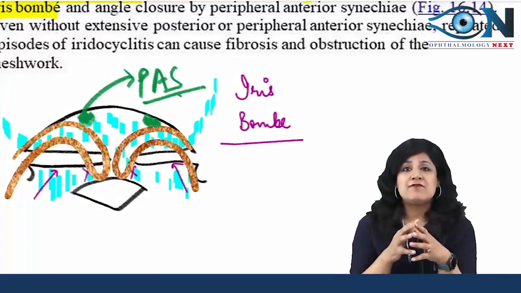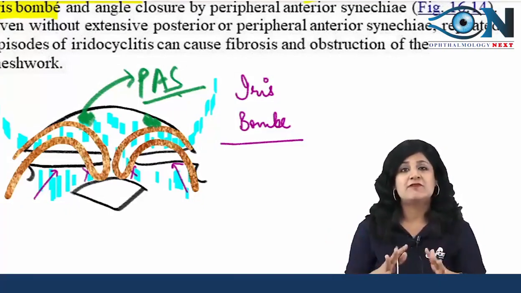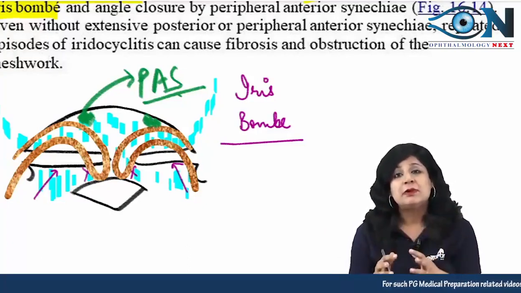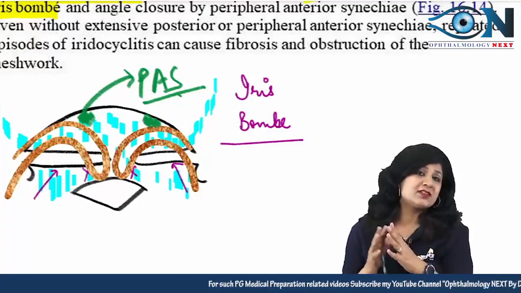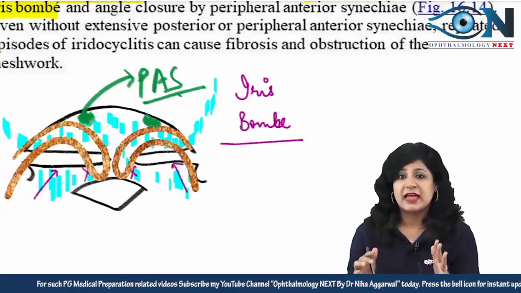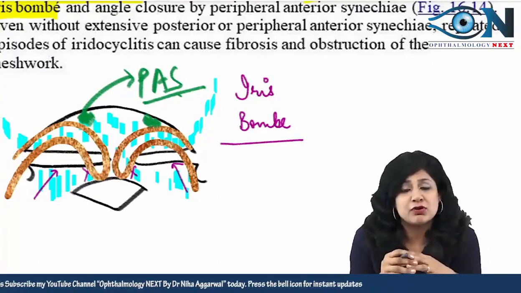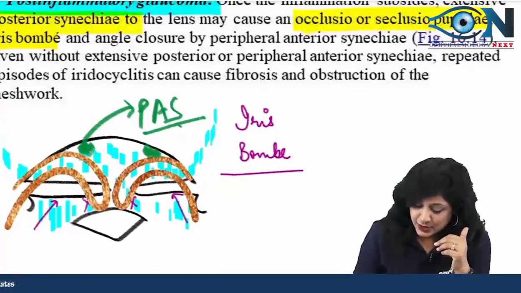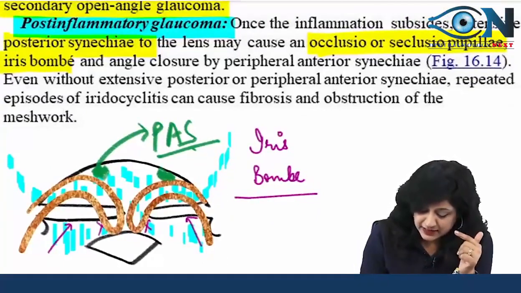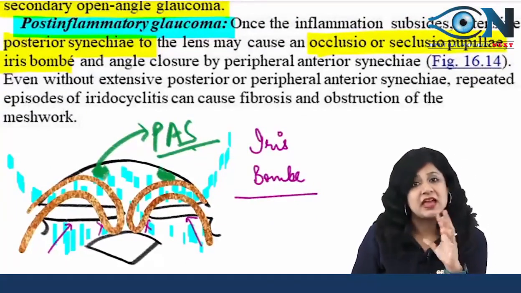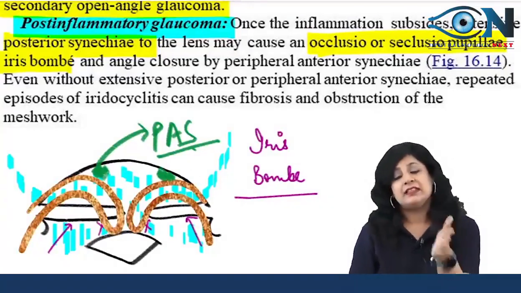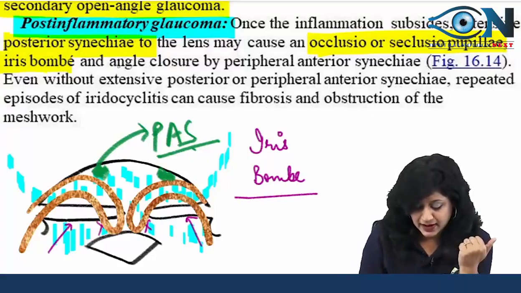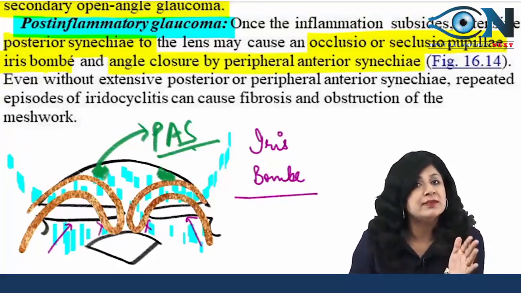So, this is one time where your miotics won't help. This is one time where iridectomies and iridotomies do not help, and that is why the treatment of choice in cases of chronic congestive glaucomas remains the surgeries only, and this will lead to the synechial angle closure glaucoma called chronic congestive glaucoma. So, I hope the mechanism is very, very clear, right? So, once again, if I read this slide, once the inflammation subsides, we have extensive posterior synechiae that can lead to occlusio pupillae, then seclusio pupillae, iris bombe, and the angle closure will be done by the peripheral anterior synechiae.